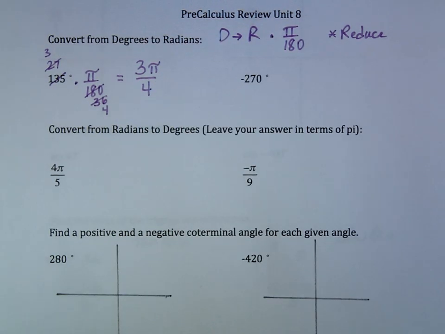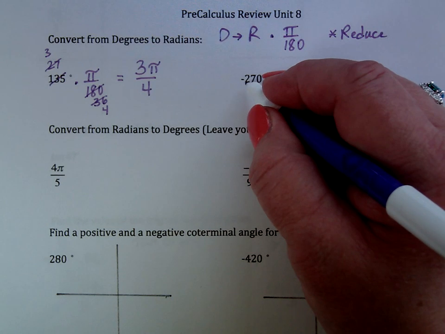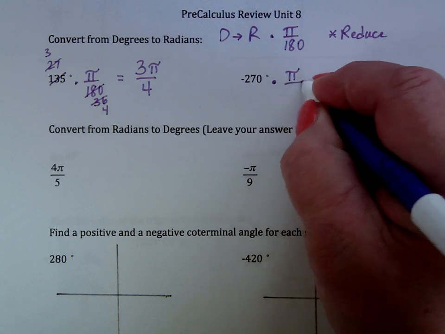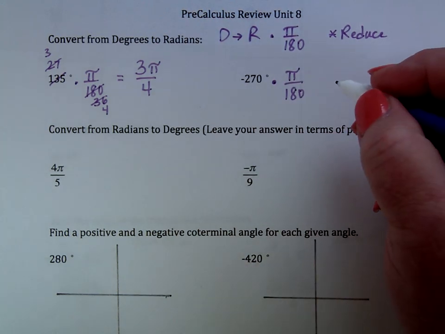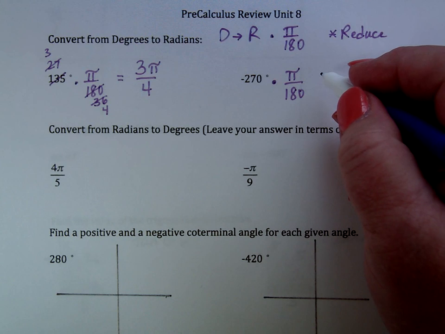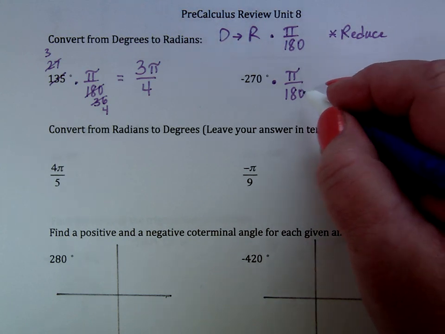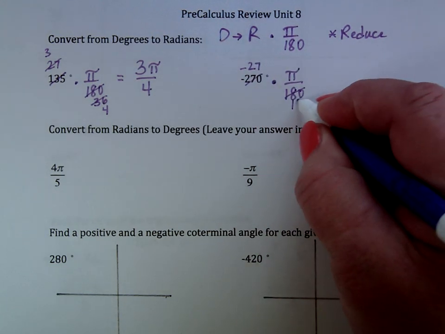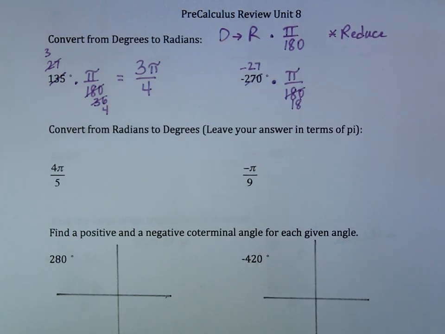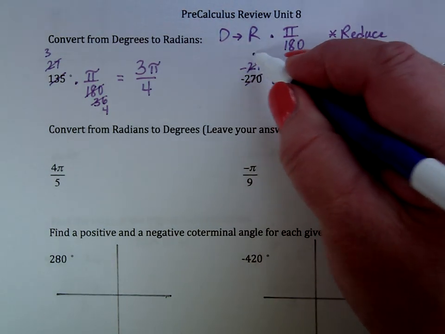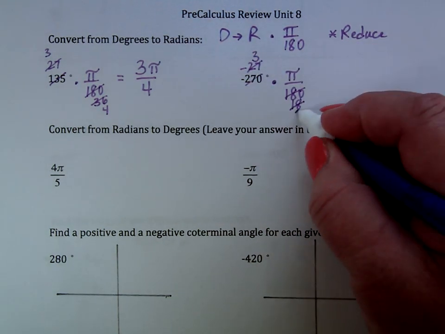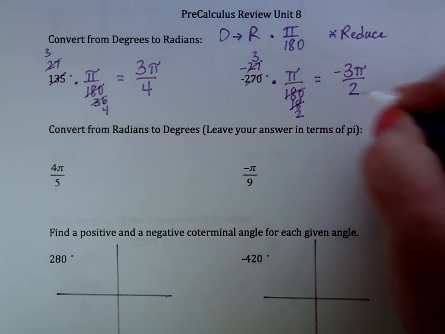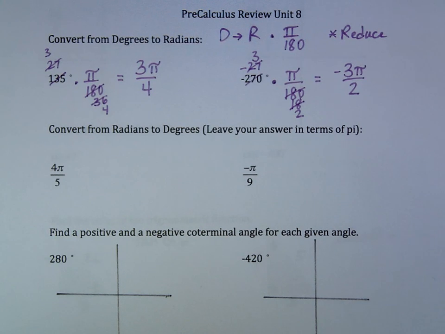If I do the same thing with negative 270, the negative is just telling me direction, so that's just going to be attached to my answer in the end. I multiply by pi over 180. I think of a number that goes into negative 270 and positive 180, and I think 10. So this one would be negative 27 and this one would be positive 18. 9 goes into both of those: 9 goes into 27 three times and into 18 two times. So I end up with negative 3 pi over 2. Again, the negative just tells me the direction of that angle.